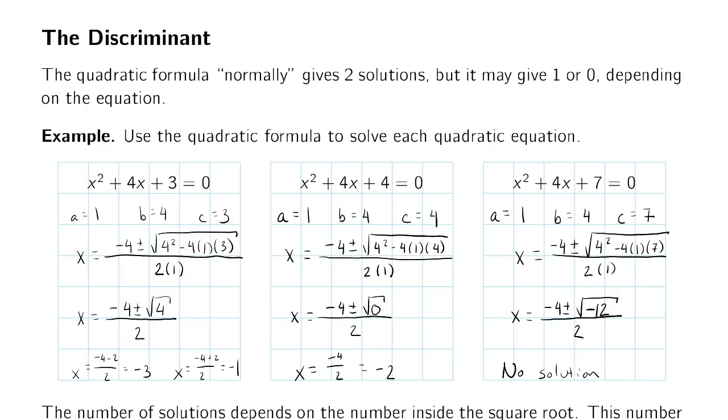And we notice that the thing that makes the difference between these behaviors is what happens with the square root part. When I'm taking the square root of a positive number, I have two solutions. When I'm taking the square root of 0, I have one solution. And when I'm trying to take the square root of a negative number, I have no solution. The number of solutions the equation has depends on the number inside the square root. And because it's often more important to know whether there is a solution than to know exactly what the solution is, we're often going to just look at that number. And so that number has a name.